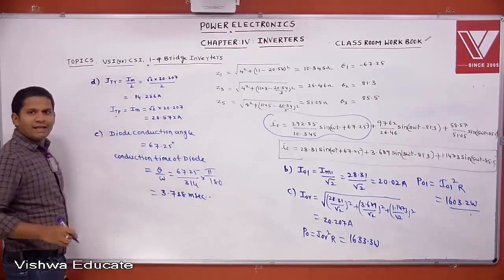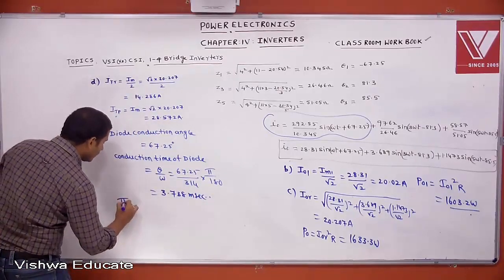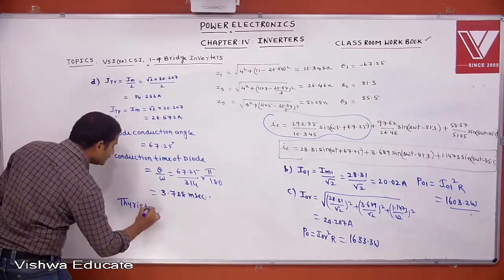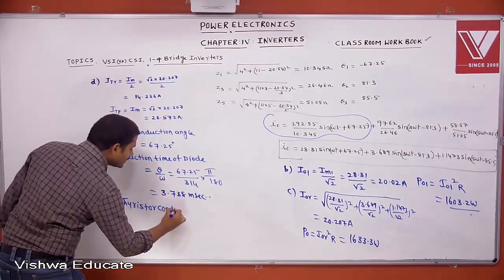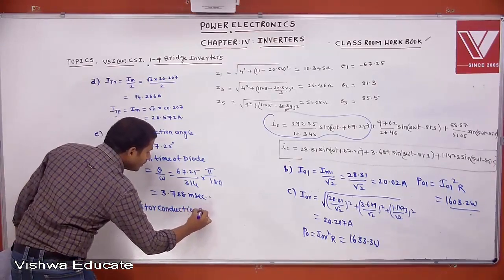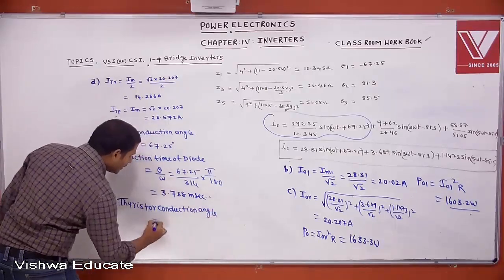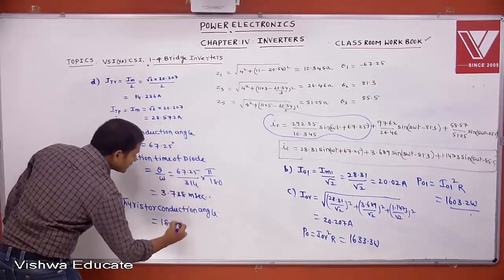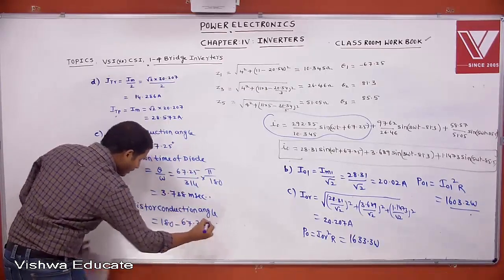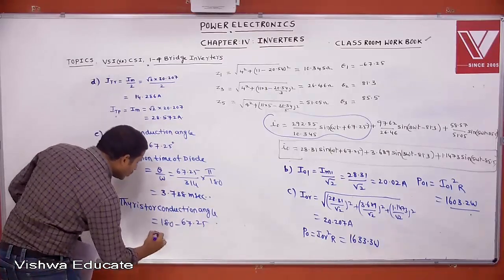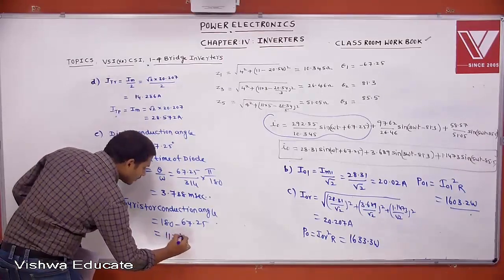Then we calculate the thyristor conduction angle. What is the thyristor conduction angle? We know that in a half cycle, it is 180 minus 67.25. How much do you get? 112.75 degrees.